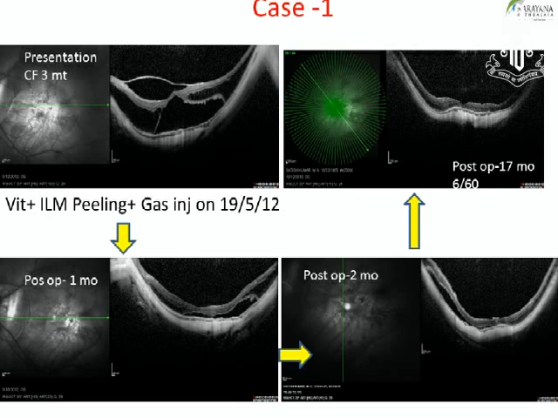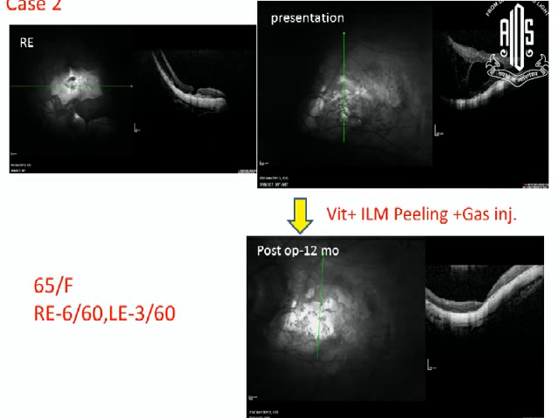So this is another case. Here also at presentation, actually it's not very well seen, but the patient has a macular hole here. The other eye also had a macular hole, and this eye also had a macular hole with foveoschisis. So this patient also underwent vitrectomy plus ILM peeling plus gas injection, and at 12 months is doing well. The macular hole is closed.